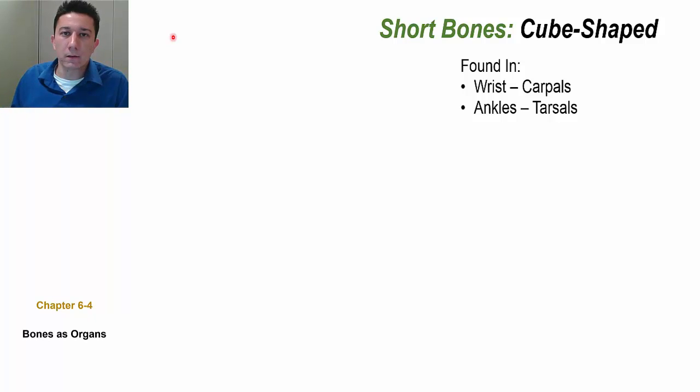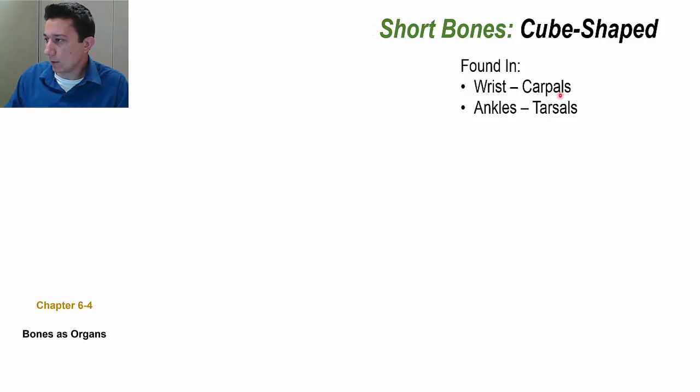Short bones, on the other hand, are really exactly the opposite of long bones, in that these are bones that are roughly equal in length and width. That is, they're equal in dimension, or approximately cube-shaped. Typically, these are found in the wrist and the ankles.